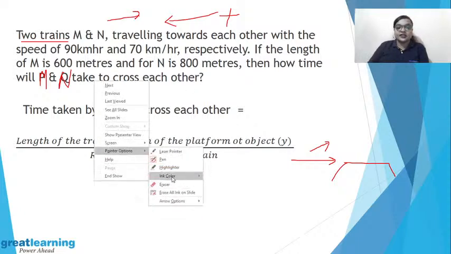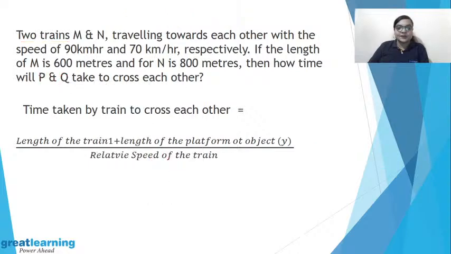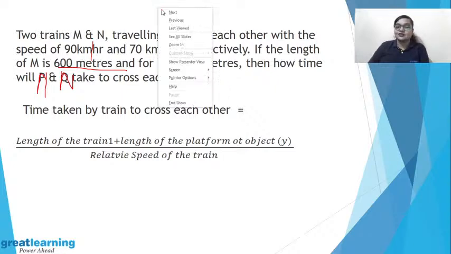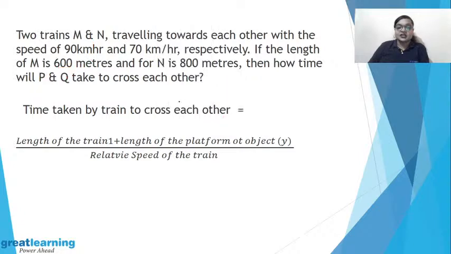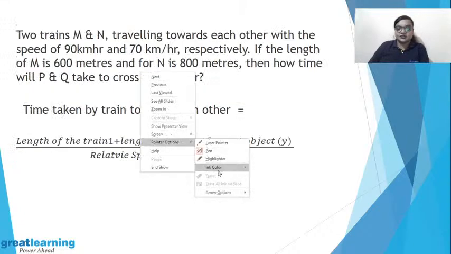Okay, great. In that particular case, what exactly will happen? One more thing, whenever we solve a time, speed and distance question, please make sure that you have everything in the same unit. Traveling towards each other with a speed of 90 km per hour and 70 km per hour is in kilometers per hour, but the length of the train is in meters. So either convert this to meters per second or convert that to kilometers per hour. Whichever is easy for you, do that so that you get the correct answer, right? Okay, so let us do this question then.